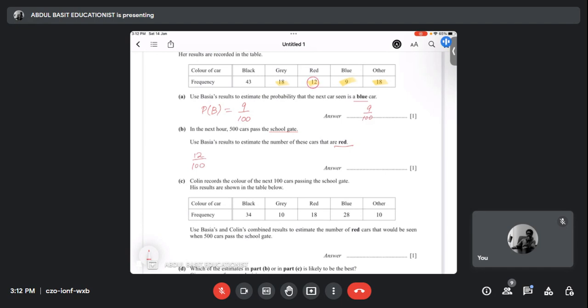And for 500, it would be multiplied by 500. Yes or no? So 12 times 5 is 60 cars, which would be the red cars. Isa, did you understand?